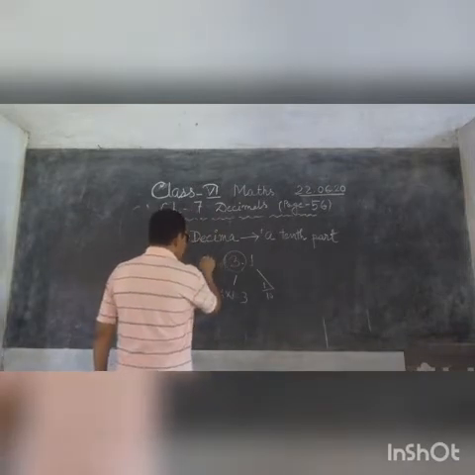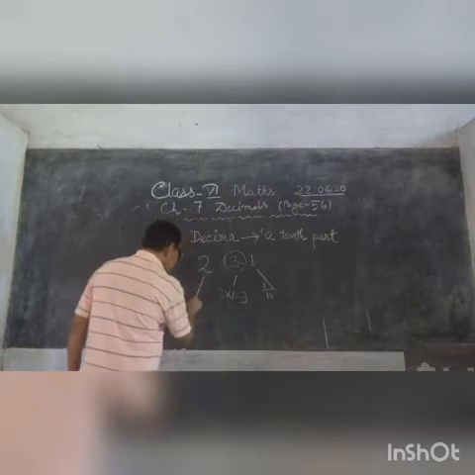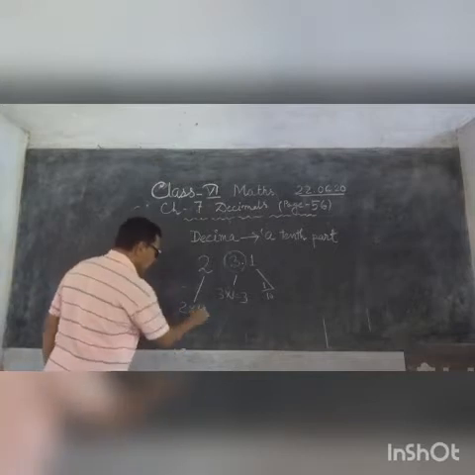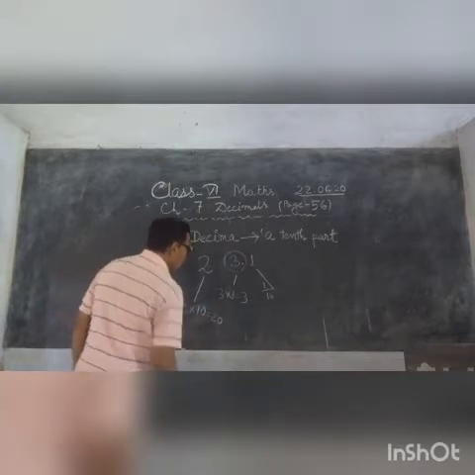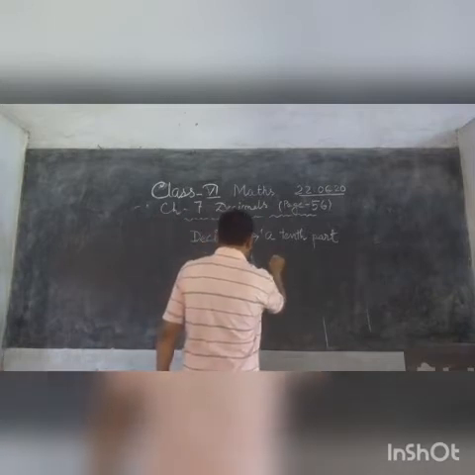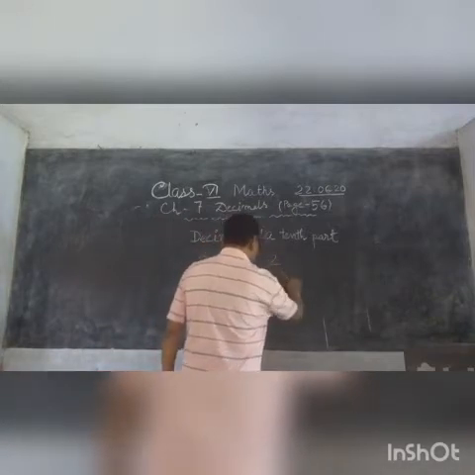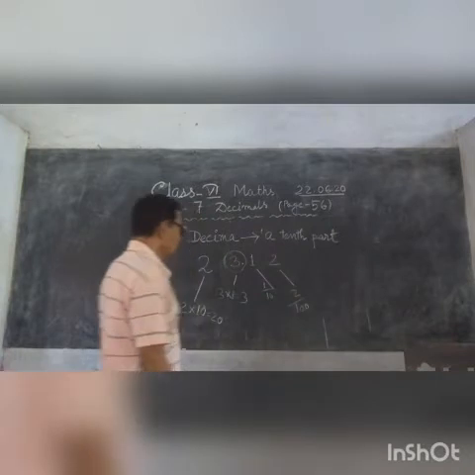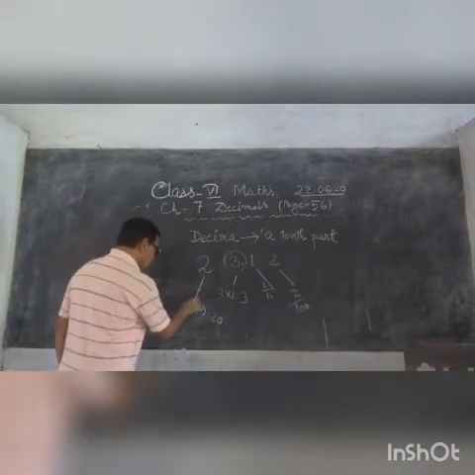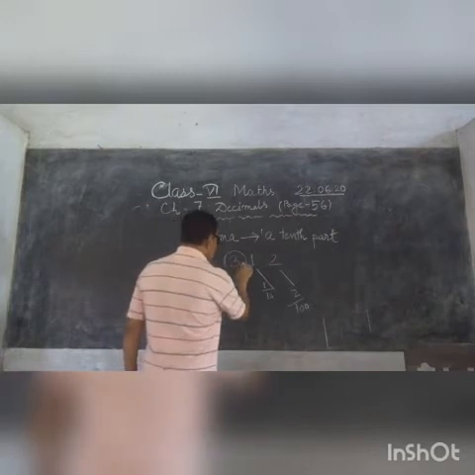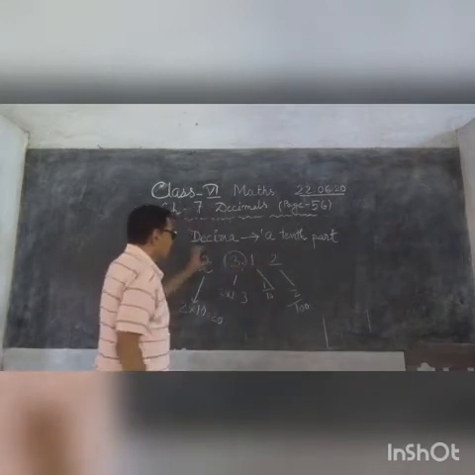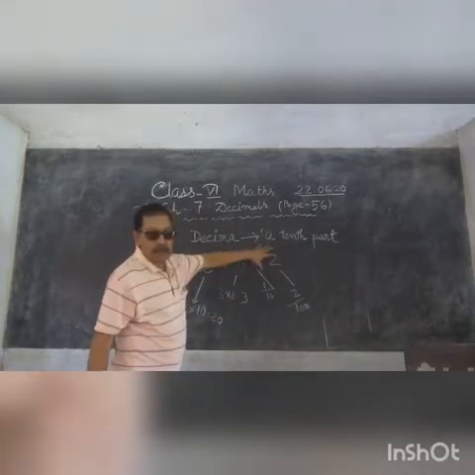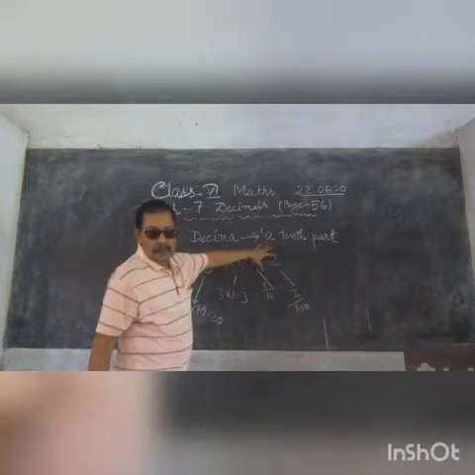Here I write 2, this is 23. Place value of 2 will be 2 into 10, this is 20. But if you write 2 here, its place value will be 2 by 100. Am I clear? So this is the decimal point. So a fraction is divided into two parts, whole part and decimal part.